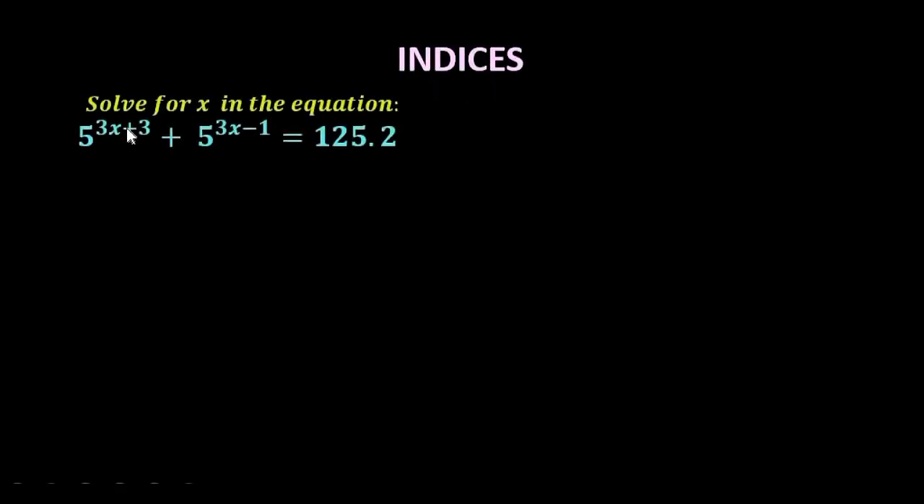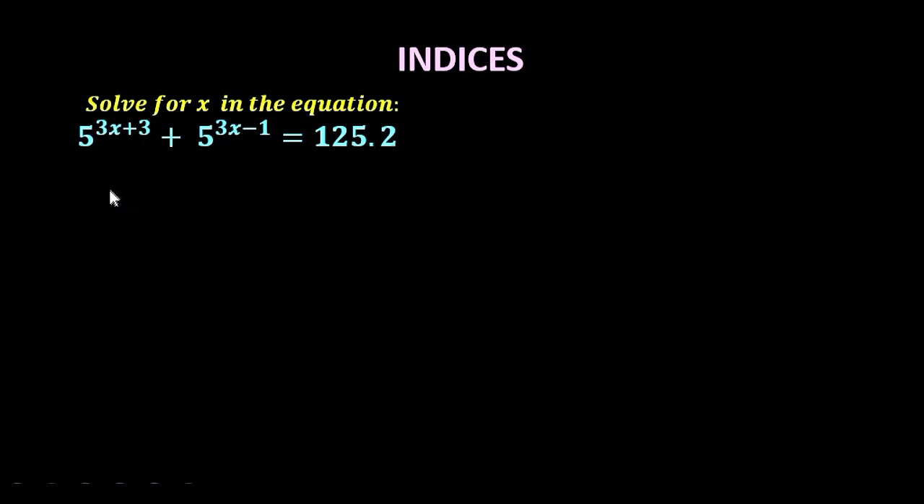Today's question is about indices. Solve for x in the equation 5 raised to 3x plus 3, plus 5 raised to 3x minus 1, is equal to 125.2.